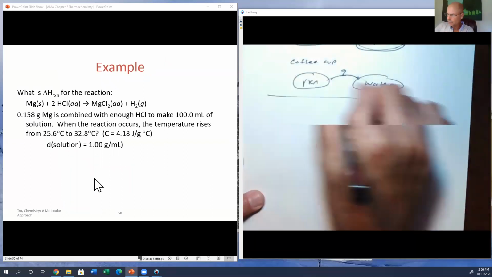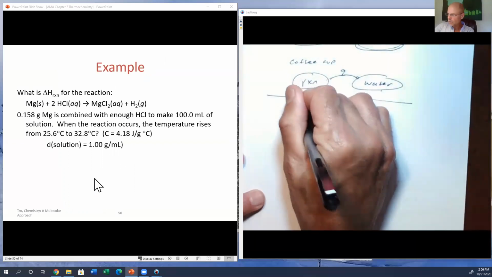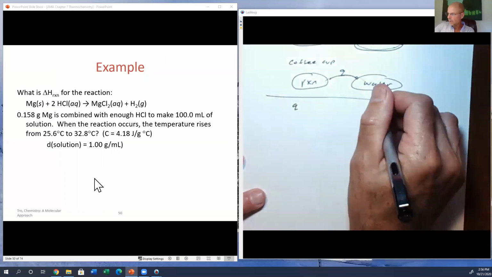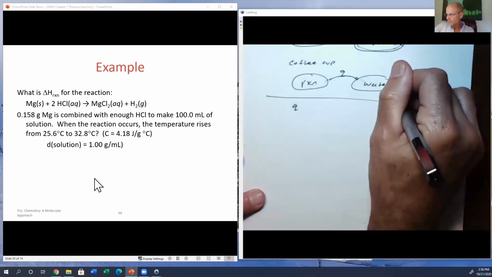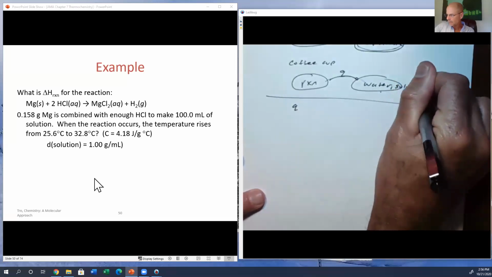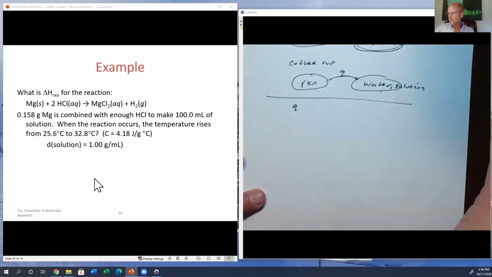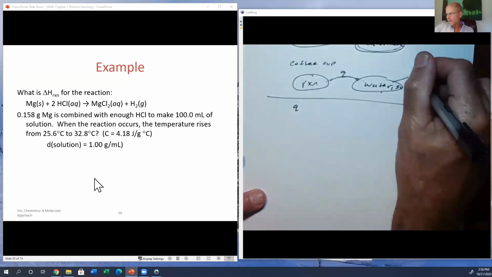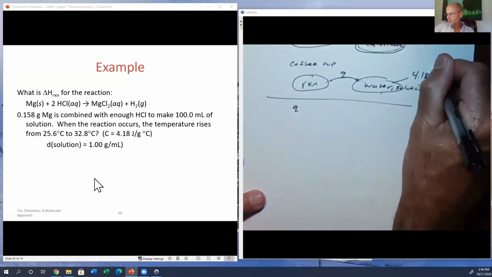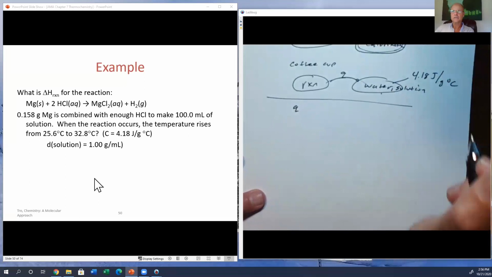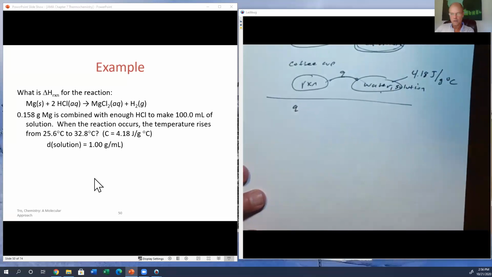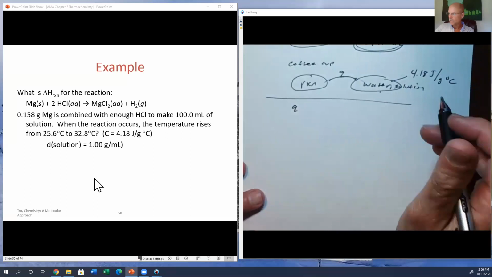You're going to want to use Q for the water, or in some cases, the water could be a solution as well, right? But usually it's an aqueous solution. But usually we assume that the heat capacity of that is 4.18 joules per gram degree Celsius, right? Which is just the heat capacity of water, okay?